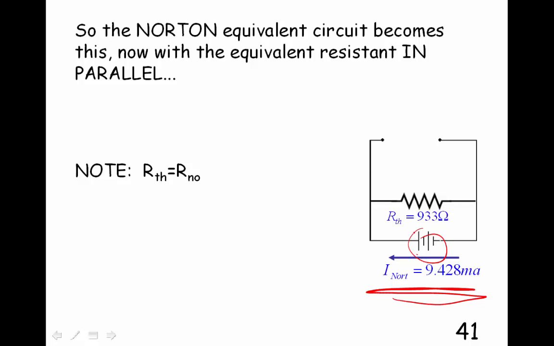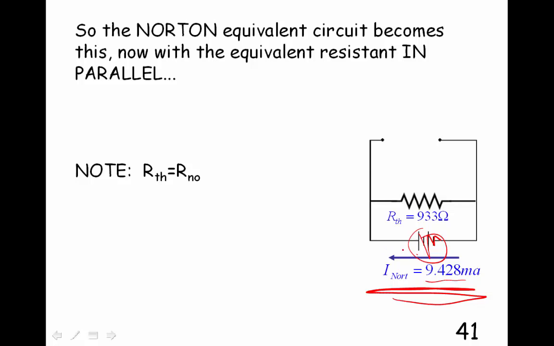We put that current, this is a constant current source, so that battery would have a variable voltage supply. That battery would do whatever it takes to keep 9.428 milliamps going through whatever we put across the load for that battery. And it turns out that there are things like this in real life that we actually use, constant current sources. So the Norton circuits are useful.